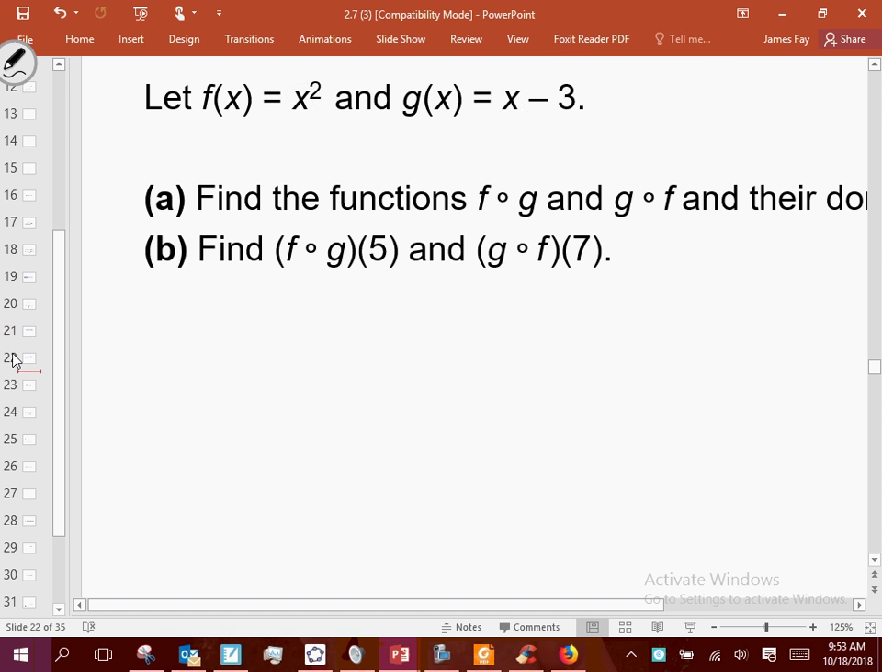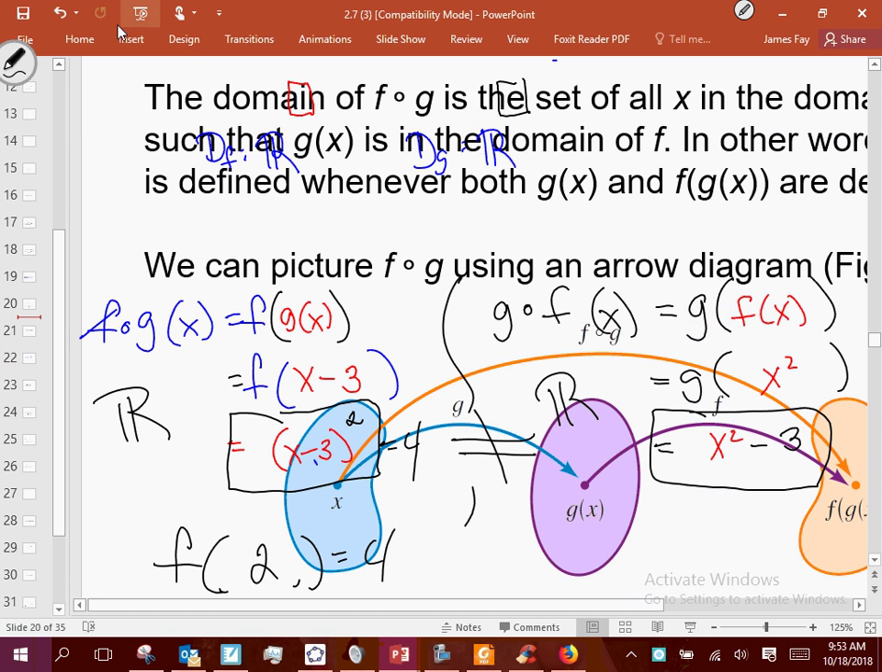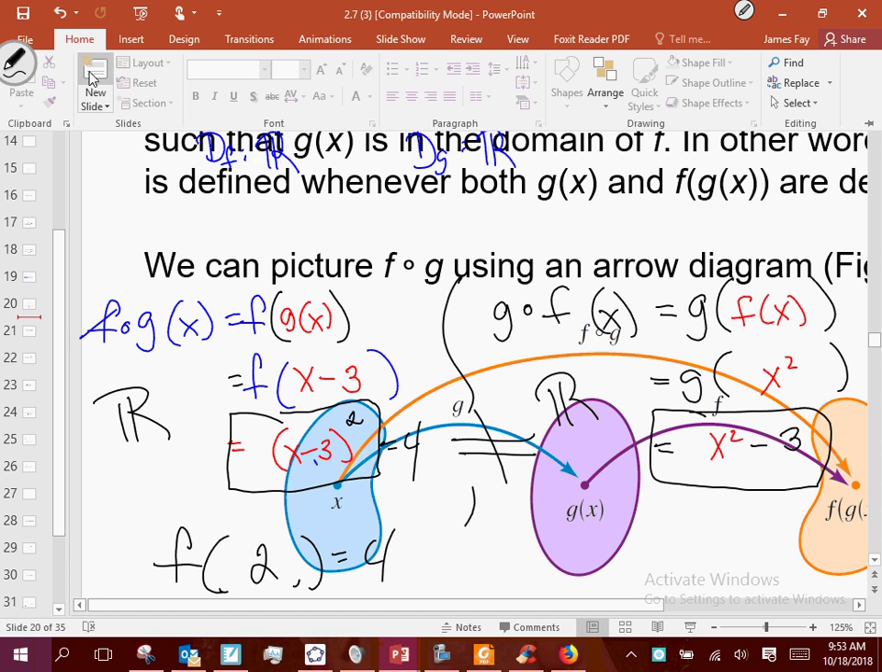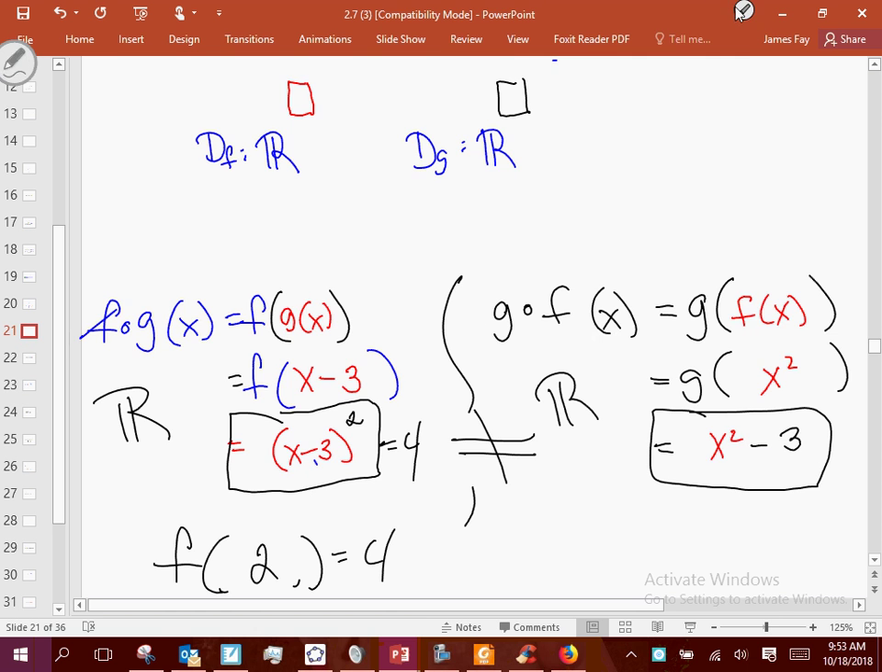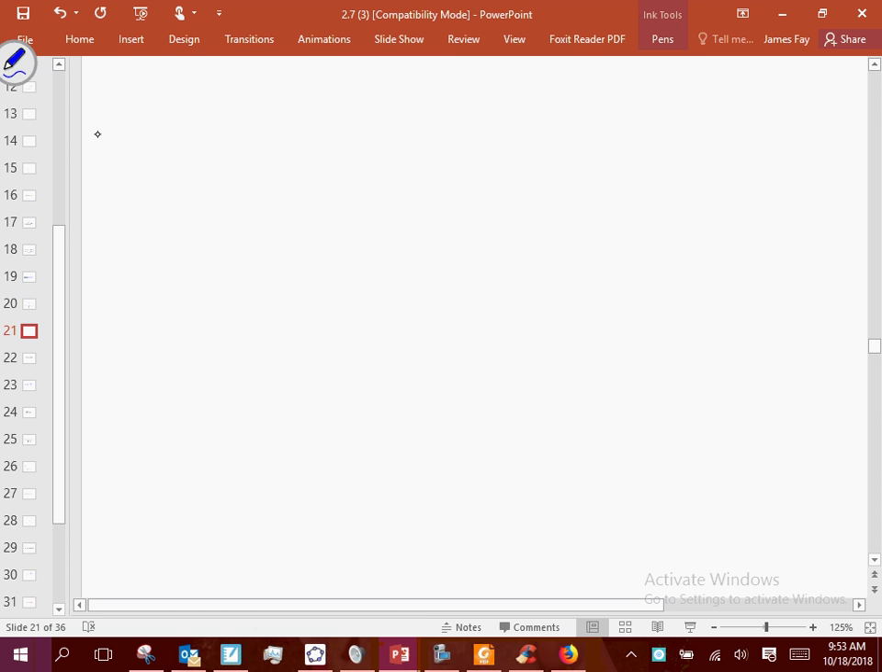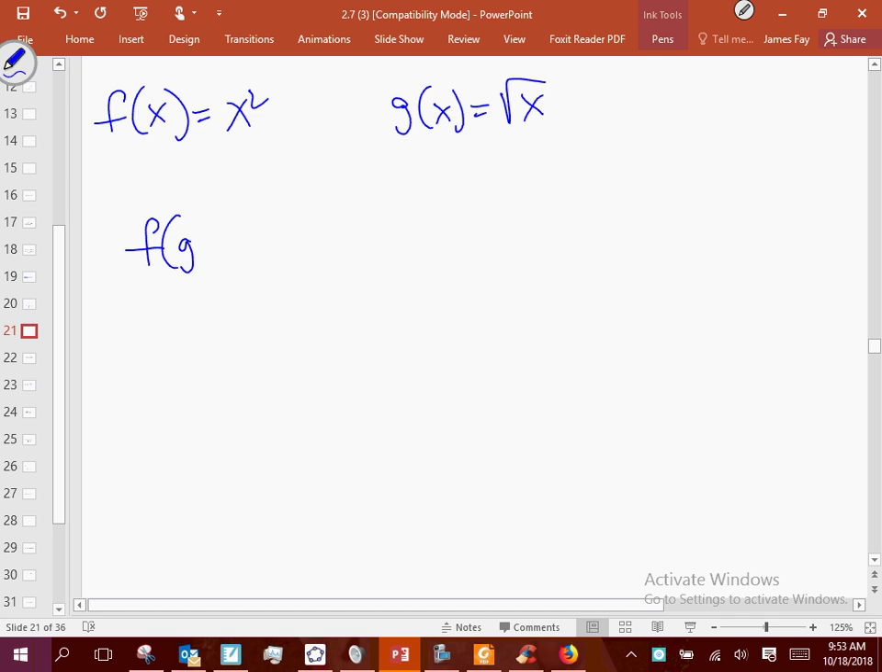If we see something like this, let's say f is equal to x squared, but g of x is equal to root x. And I ask you to find f of g of x. What's the domain of this thing? All real. What's the domain of this thing? 0 to infinity, right? Including 0.